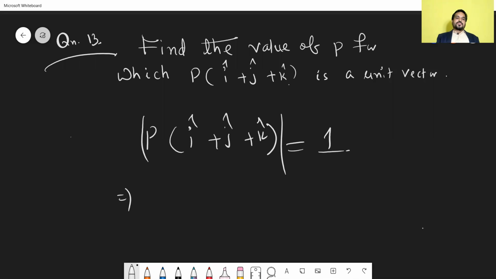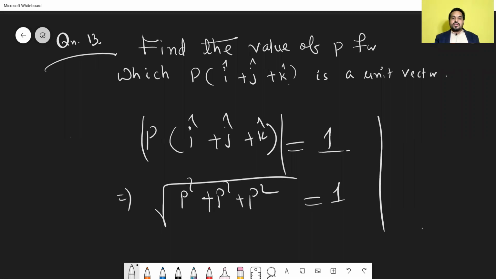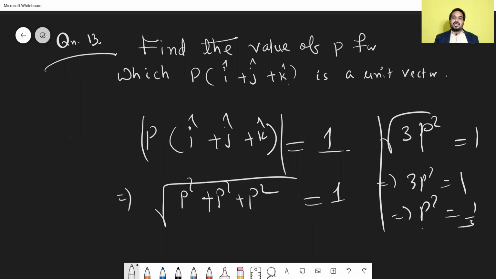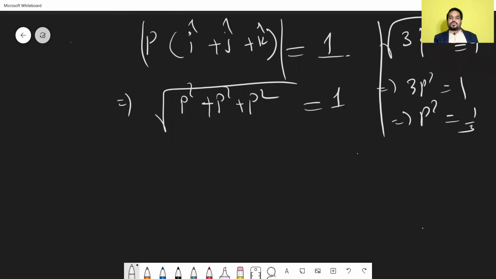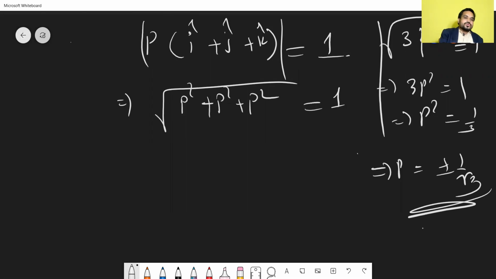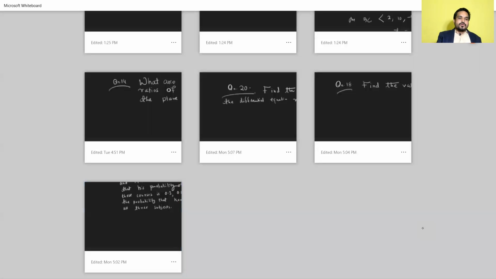So the i coefficient is p, so p square plus p square plus p square. The magnitude formula uses the coefficients of i, j, k, which are called direction ratios, square sum under root equal to 1. So it implies that root of 3p square is equal to 1, implies 3p square equal to 1, implies p square equal to 1 by 3, and p equal to plus minus 1 by root 3. This is the answer. So now we come to question number 14.